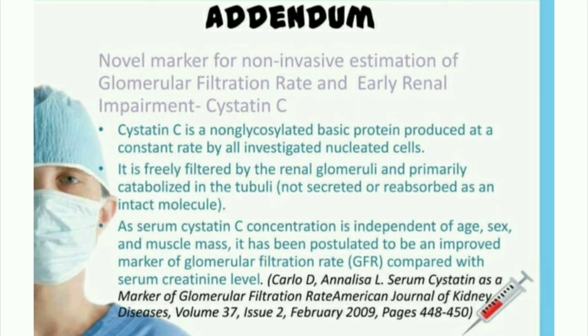Novel marker for non-invasive estimation of glomerular filtration rate and early renal impairment. Cystatin C. Cystatin C is a non-glycosylated basic protein produced at a constant rate by all nucleated cells. It is freely filtered by the renal glomeruli and primarily catabolized in the tubuli. Serum cystatin concentration is independent of age, sex, and muscle mass. It has been postulated to provide an improved estimate of glomerular filtration rate.